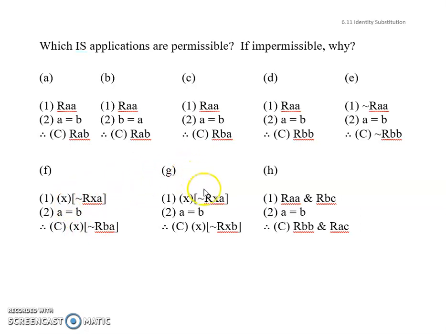Okay, let's take a look at case G. Is this okay? And yes, this is absolutely just fine. You replaced the individual constant here with this one using that, and that is absolutely fine.